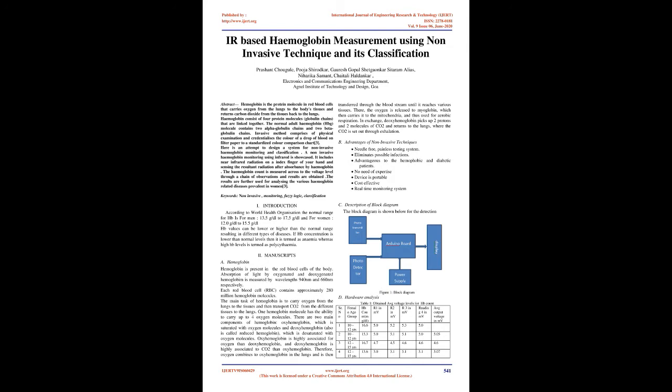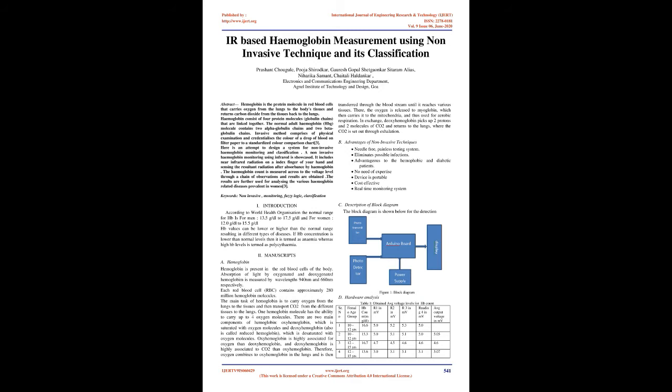It includes shining near-infrared radiation on an index finger of your hand and sensing the resultant radiation after absorbance by hemoglobin. The hemoglobin count is measured across to the voltage level through a chain of observations and results are obtained. The results are further used for analyzing the various hemoglobin-related diseases prevalent in women. Keywords: non-invasive, monitoring, fuzzy logic, classification.